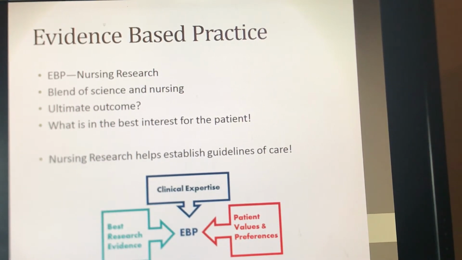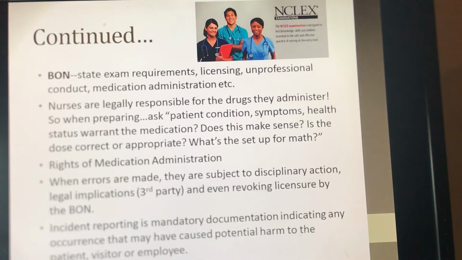We look at clinical expertise. What's going to help? Based off of research and evidence, is this how we're practicing based off of our standards of care, and patient values and preferences? Is this going to benefit all together? And are we able to identify and have these guidelines for care for certain illnesses, treatments, procedures, surgical interventions, skills needed to initiate whatever level of care for the person? Protocols, alerts, procedural manuals. We're looking at all of this in order to establish that culture of safety. So your board of nursing is responsible for state exam requirements, licensing, unprofessional conduct, medication administration, and everything.